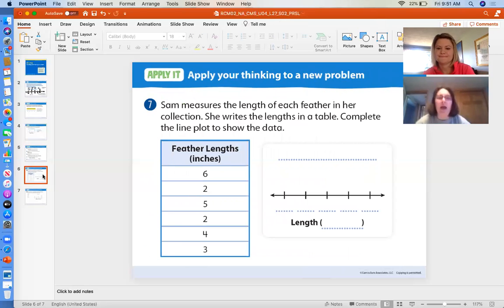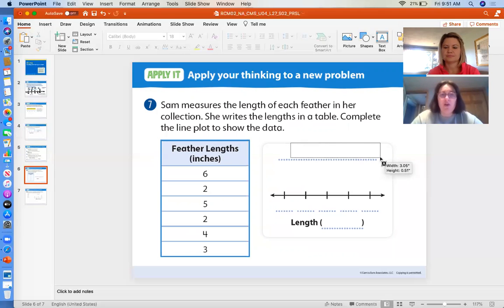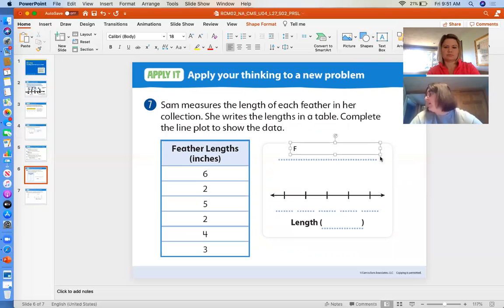All right, so now we're going to apply it and we're going to make our own. So it says Sam measures the length of each feather in her collection. She writes the length in a table. Complete the line plot to show the data. So I think because it's already drawn out for us, let's start with the title. What are we measuring? Feathers. So we are measuring feather measurements, right? Yeah, that sounds good.